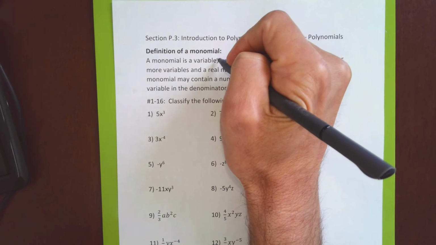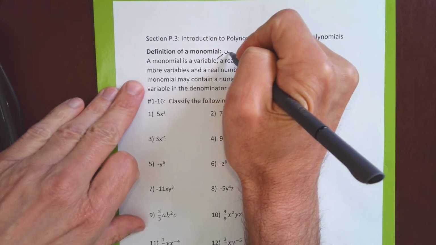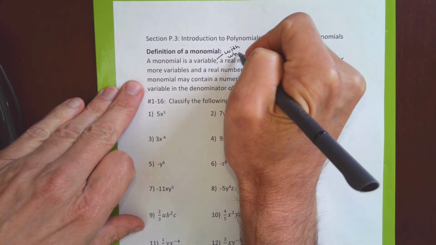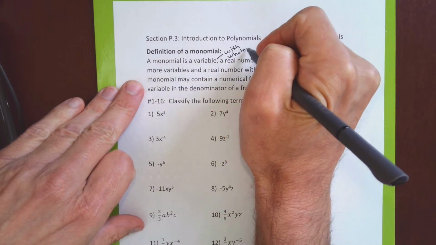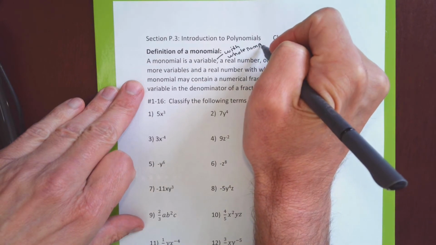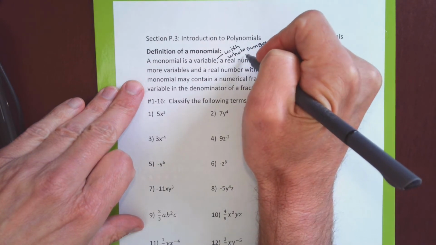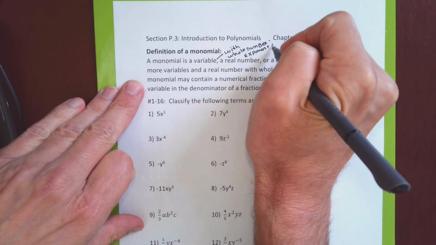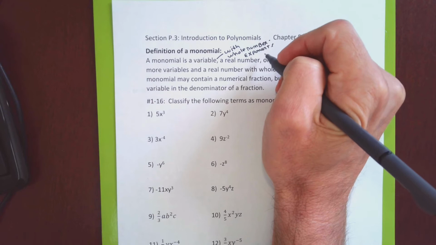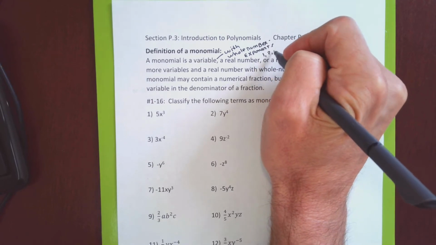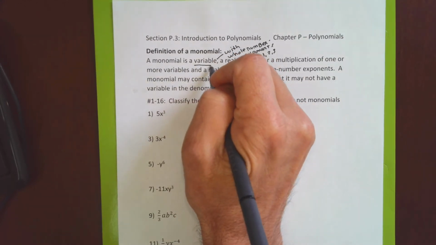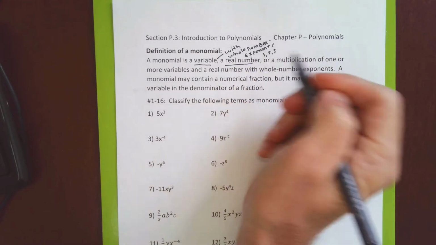A monomial is a variable, which is a letter, with a whole number exponent. Whole numbers start at 1. They don't have decimals. They don't have fractions. So a monomial is a letter with a whole number exponent, like 1, 2, 3. You can't have fraction exponents. You can't have negative exponents. So a monomial is either a variable, or a number, any old number.